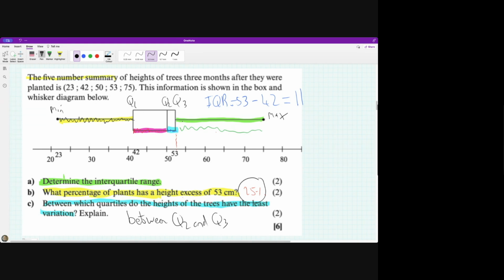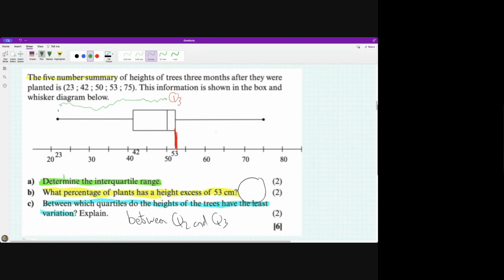Okay, the questioner said people don't understand how B works. So all I want to say for B is, can you find 53 on this number line? Can everyone see that 53 is over here? Now, what is important about the end of the box here? Q3 is in line with this. Q3, or quartile 3, or the upper quartile, divides the data: the lower 75% sits here, and the last 25% of the data sits here. That's why it's called Q3. So 75% is below, 25% is above. When they say what percentage of plants has a height above 53, they're saying how much of the data is sitting here. And we know that 25% of the data sits there.